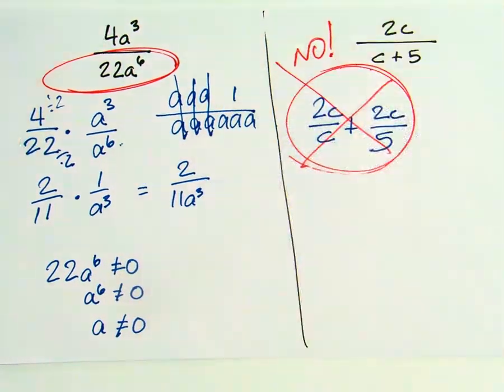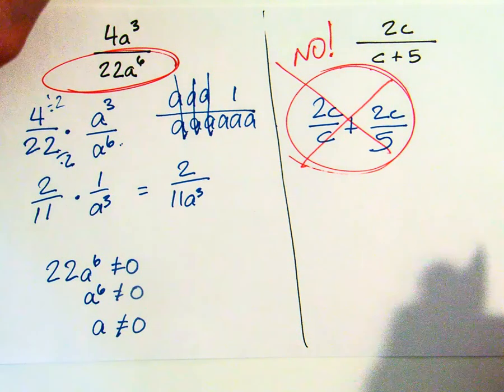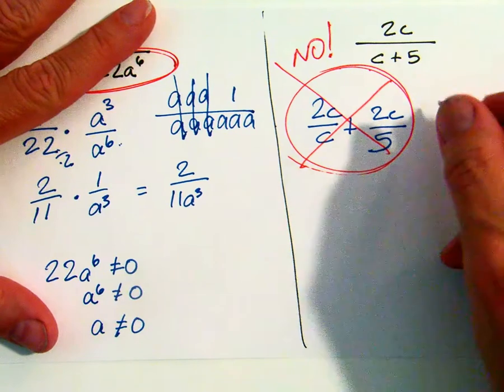No. When you have fractions with the same denominator, you add the numerators. It doesn't go the other way around. And if you're sitting here saying, but Miss, it seems like it should, okay, let me show you why it's not.